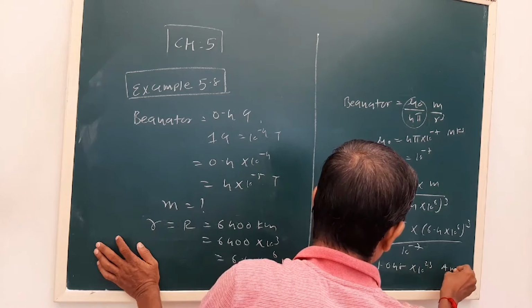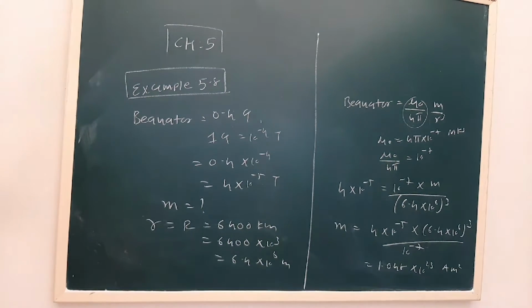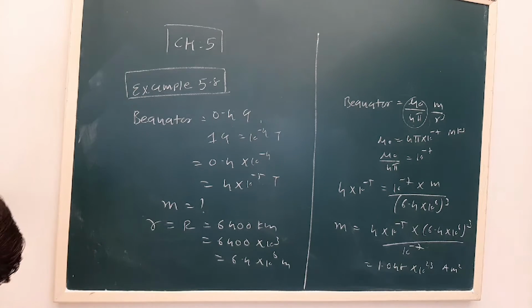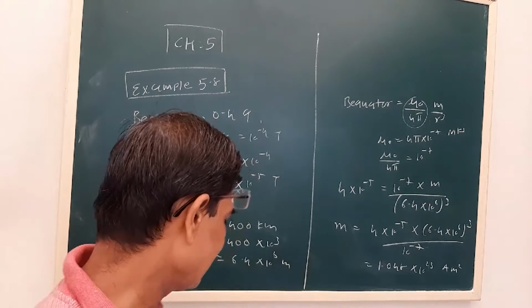The dipole moment unit is ampere meter square; you have to keep that in mind. Here the equatorial field is given, and the radius of the earth, that is the distance, is given. From that we can find the dipole moment. This is how we can obtain the dipole moment of the earth's magnetic field.